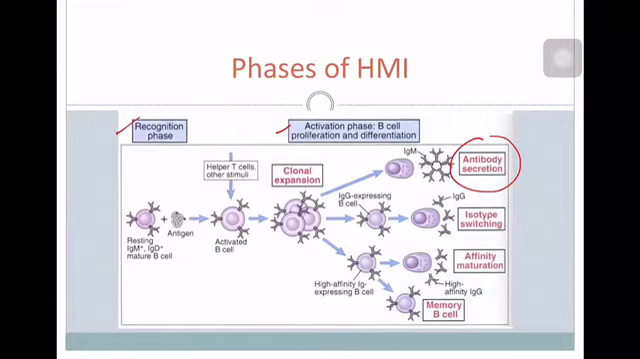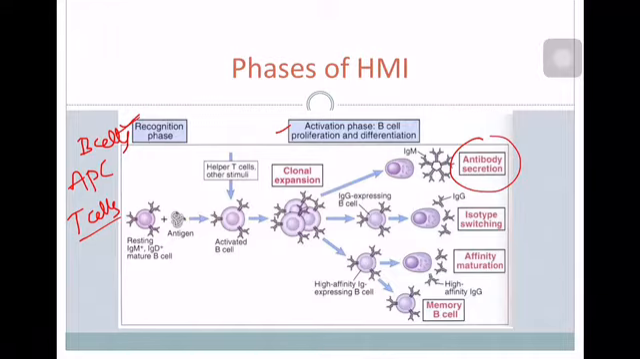The production of antibodies is also brought about by different types of cells. They are antigen presenting cells and T cells even. In the recognition phase, the B cells, which have surface receptors in the form of IgM and IgD, recognize the antigen and bind to it, and this leads to the activation of the B cell.